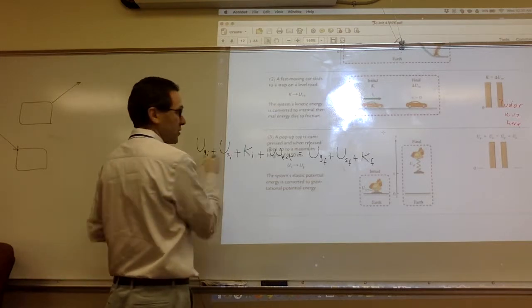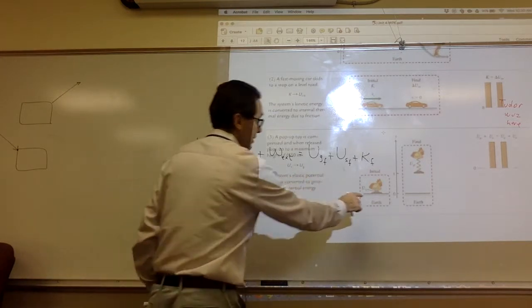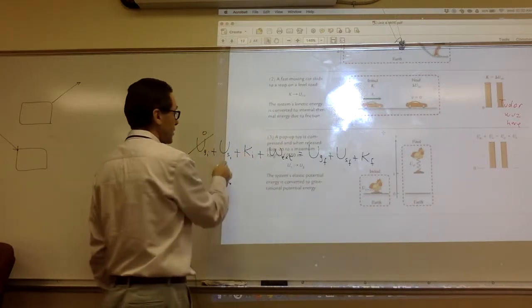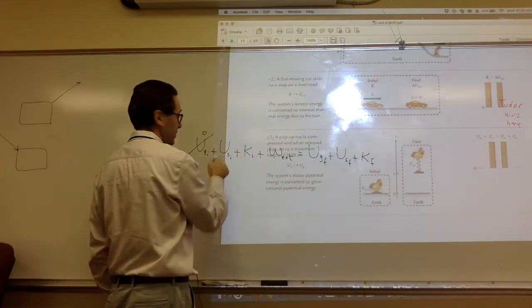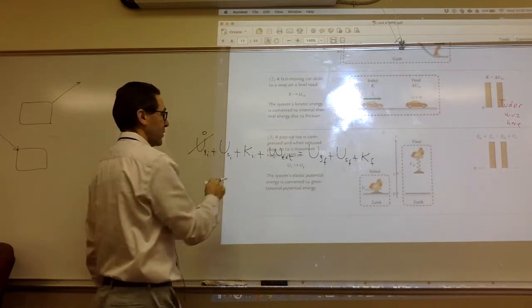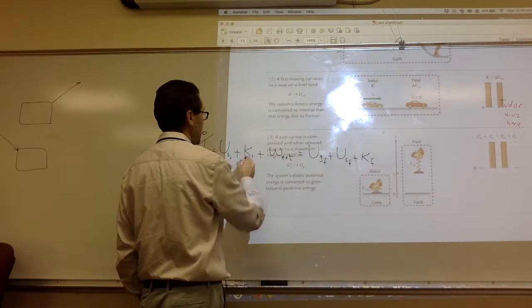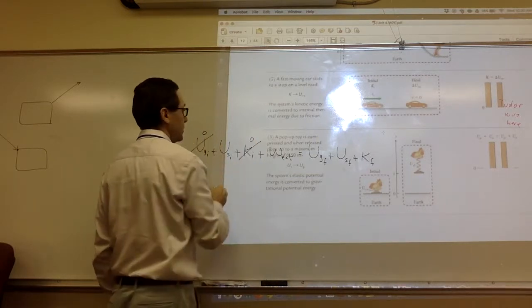Do I have gravitational potential energy here? No, I'm looking at this as the reference. Good, so that's gone. Is there energy stored in the spring? You better believe it, because the spring is compressed. Is there kinetic energy in the beginning? No. The toy is not moving in the beginning, so that's 0.